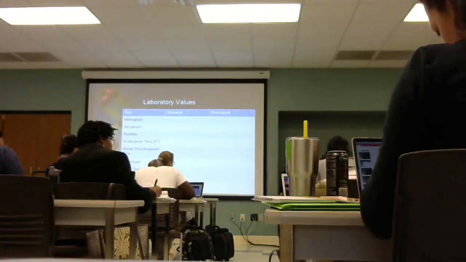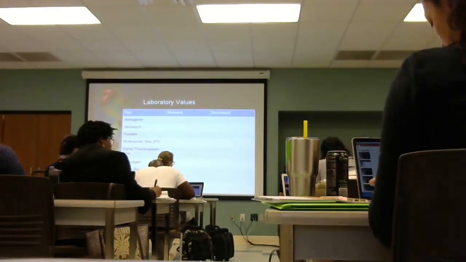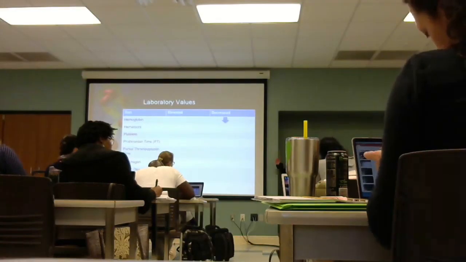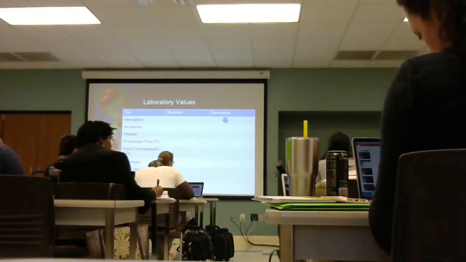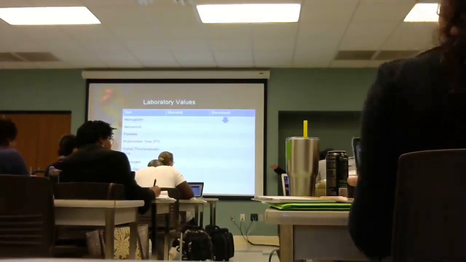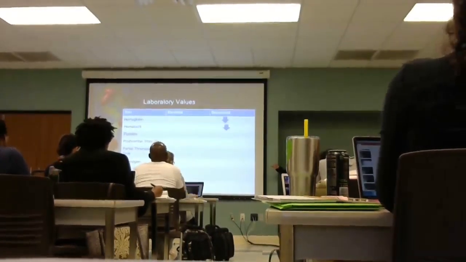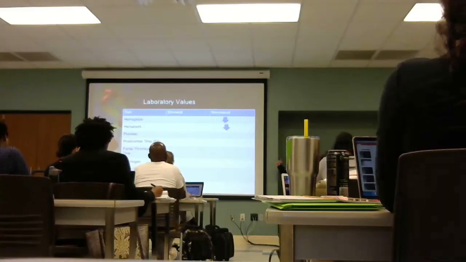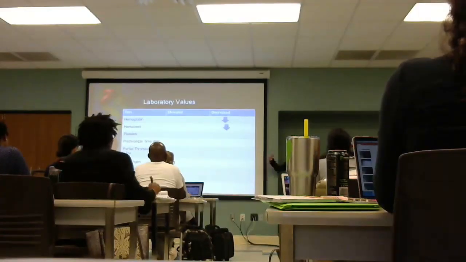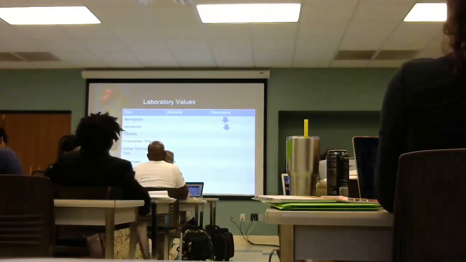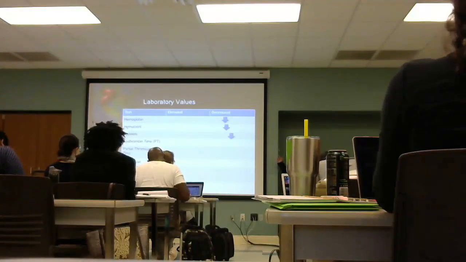So if you look at the laboratory results for disseminated intravascular coagulation, the hemoglobin will be low. Why? Because the patient is bleeding, right? Hematocrit, of course, is low. This is going to be which type of anemia? Acute, normocytic, normochromic. The platelets are low. Why?